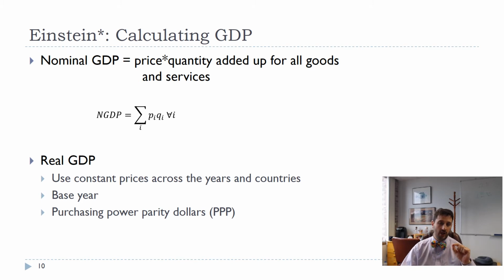So we'll have an example of how to calculate that in the problem set, but just know that it's always price times quantity for each good and service, and then you add it all up. For nominal GDP, it's using that same year price and quantity. For real GDP, you use the base year prices, or the PPP prices, and whatever year's quantity you're calculating.